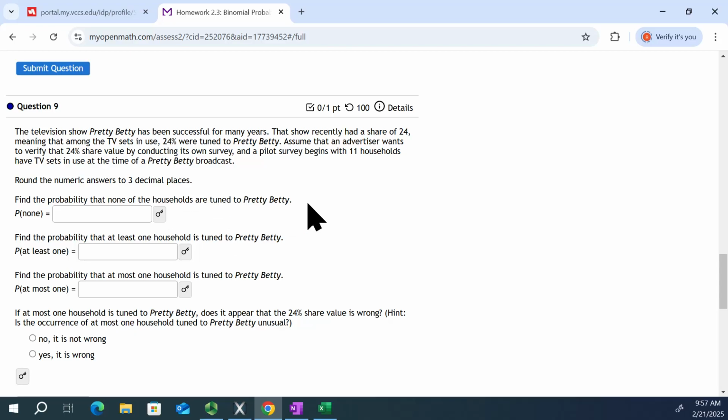This is the same stuff. 24% is the probability of success. We have 11 households. That's the sample size. 0.24 is the probability of success. And all of these things are just how many successes. This is 0, at least 1. 0 and 1, it's cumulative. At most 1. You take the other side. And so all of these things are common, and they're based on basically 2 commands.